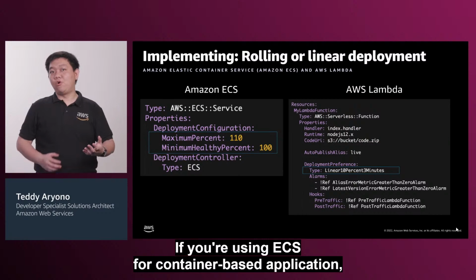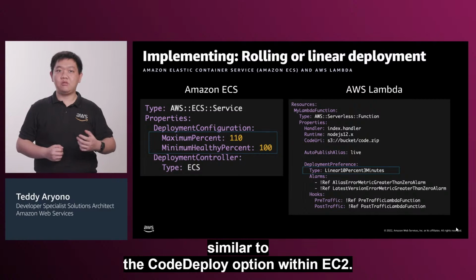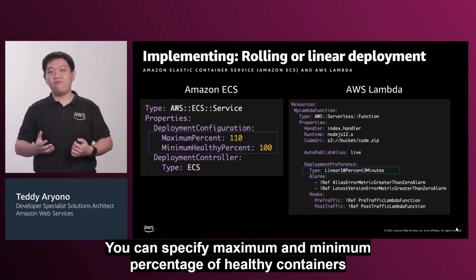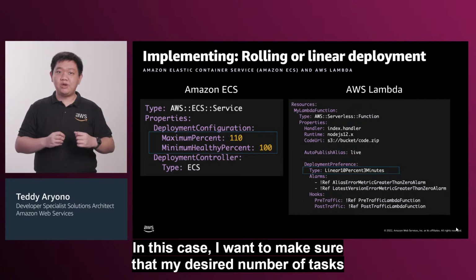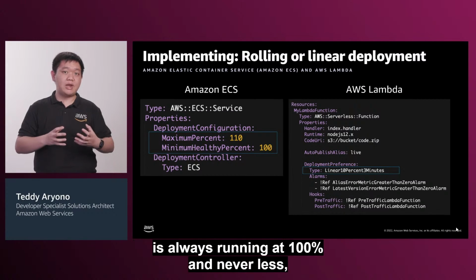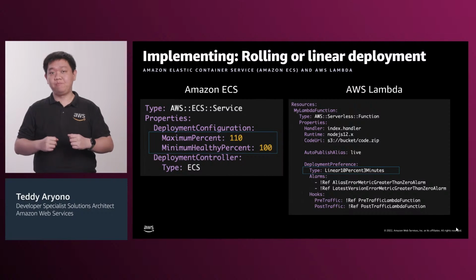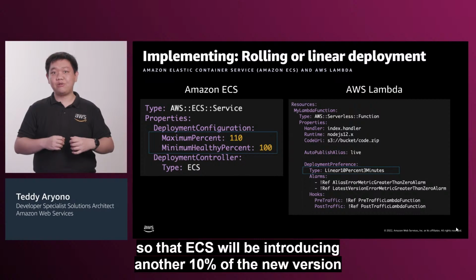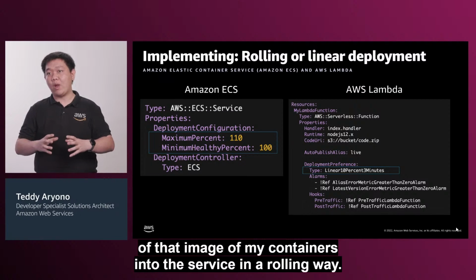If you're using ECS for container-based applications, you have a property called deployment configuration, where, similar to the CodeDeploy option within EC2, you can specify maximum and minimum percentage of healthy containers that are running as part of your service. In this case, I want to make sure that my desired number of tasks is always running at 100% and never less, so that I can satisfy the traffic demand I expect. But I'm willing to go over that amount by 10%, up to 110%, so that ECS will be introducing another 10% of the new version of that image of my containers into the service in a rolling way.